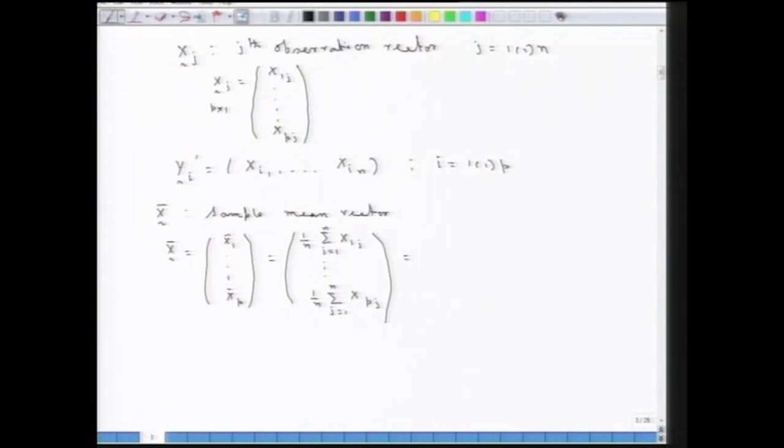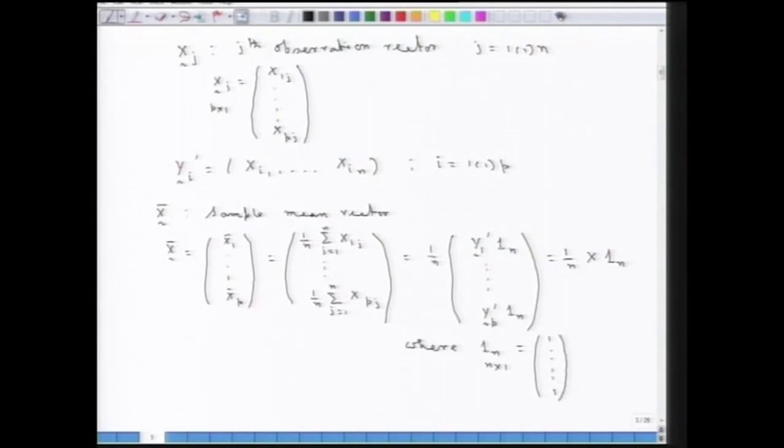Now, in terms of this observation vector, this can be written in the following way. So, we can take 1 upon n outside, and then what we have here is y1 prime multiplied by I n. So, it is a column vector of dimension n with 1 as all the entries, and the last one is what corresponds to all the observations for the pth variable. So, in terms of the random matrix, what we have is 1 upon n X times I n, where this I n is an n by 1 column vector, which has 1 as all its entries.